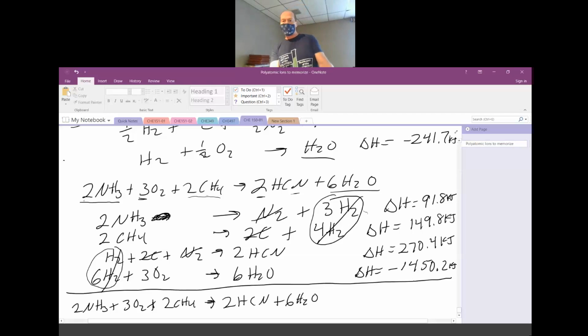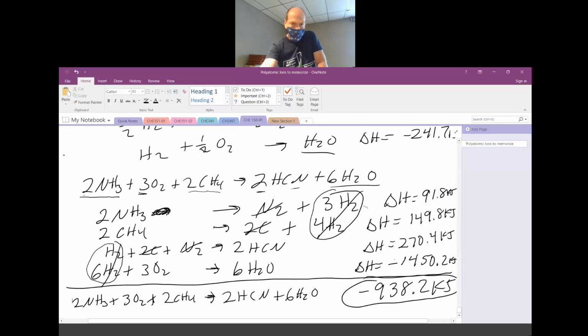So now we add up all of our delta H values. All right, so we take our negative 1450.2 and we add 270.4, and we add 149.8, and we add 91.8, and we get negative 938.2 kilojoules.